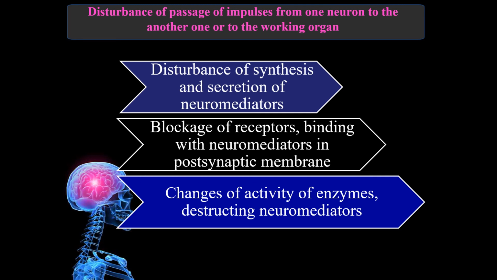The activity of synapses can be disturbed as a result of impaired synthesis and secretion of the neurotransmitters, blockage of the receptors that bind to neurotransmitters on the postsynaptic membrane, change in the activity of enzymes that break down the neurotransmitters.